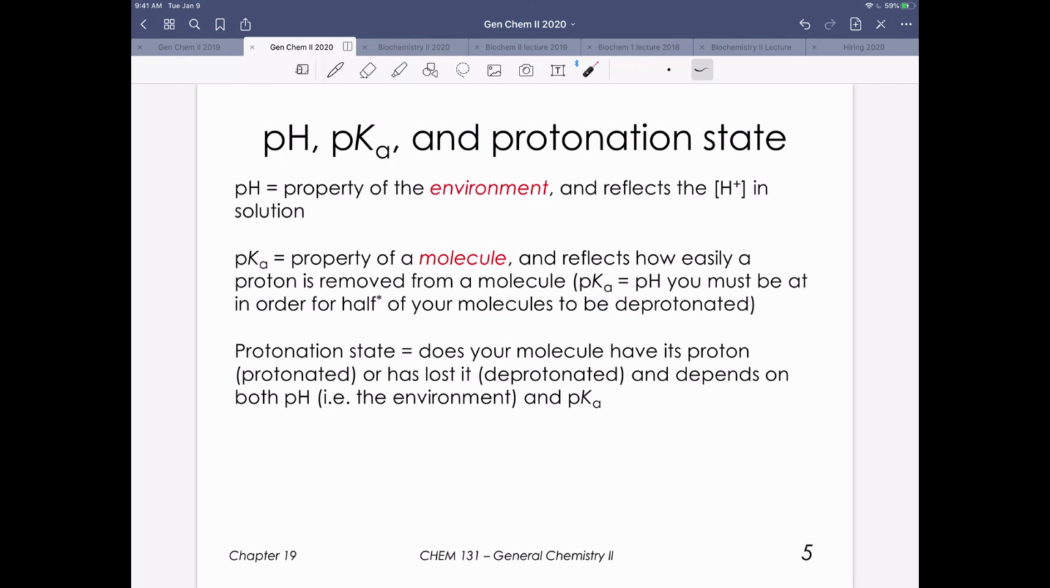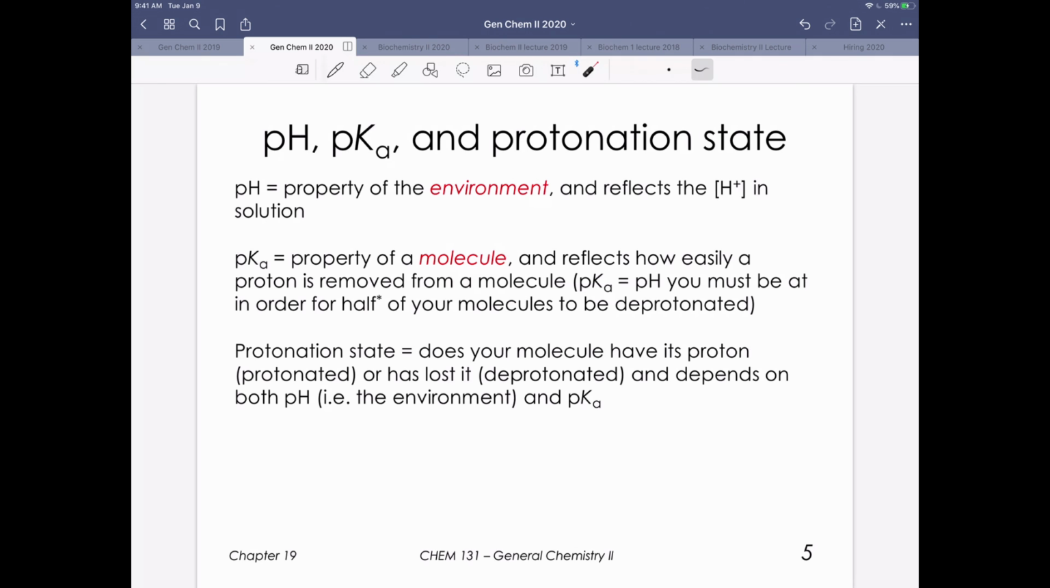So let me say this a couple times in a couple of different ways. If you have a molecule, for example, that has a very high pKa, that means you have to be at a very high pH, a very basic situation, in order to get that molecule to let go of its proton. So that must mean that molecule is a relatively weak acid because it's holding on to its proton tightly.